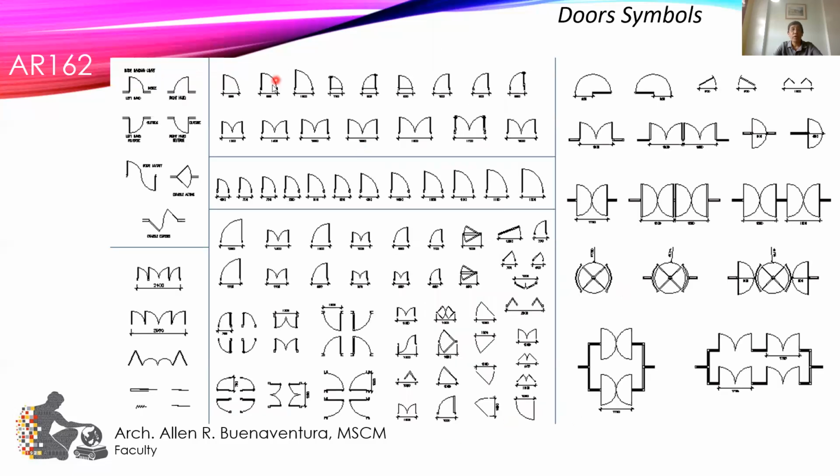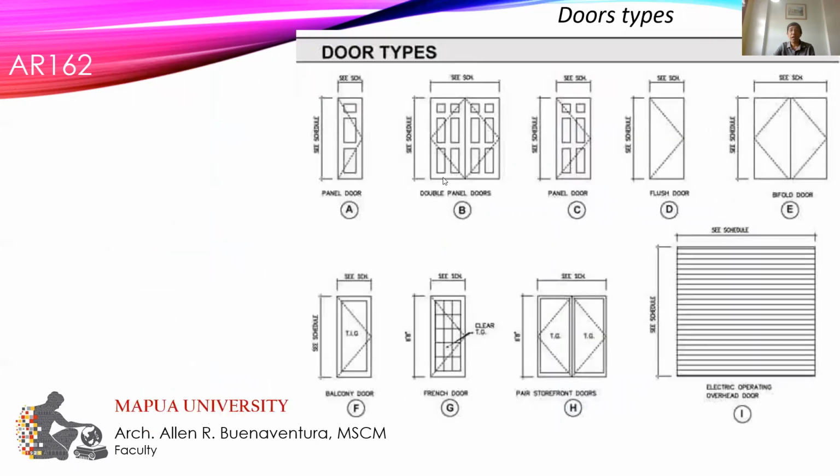So this is a door symbol. This is the symbol of a door being drawn in plan. These are different types of doors that you can see in the symbol. This is a plan. You can see this is a door on a vestibule or an anteroom. These are revolving doors. These are double swing doors. These are different types of doors that we will discuss later on. This is a sliding door. Okay? So this is a sample of door types.